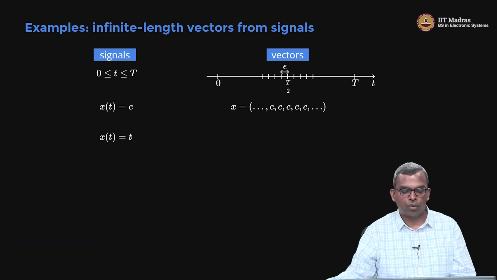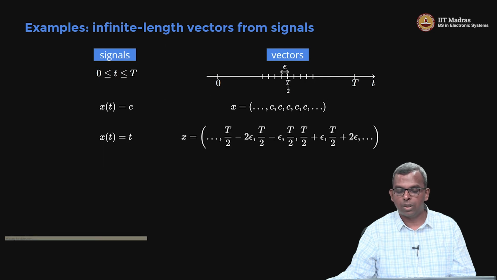You may have a signal x(t) = t, and if you do this sampling technique to get an infinite sequence here, you will get T/2 minus epsilon, T/2 plus epsilon, minus 2 epsilon, plus 2 epsilon, all the way down to 0 here and all the way up to T here. So you will get that as the sequence.